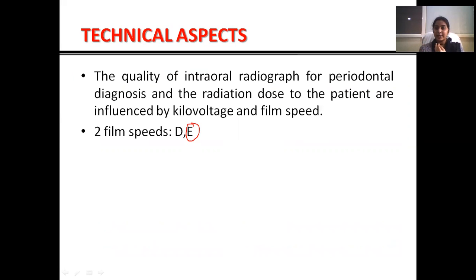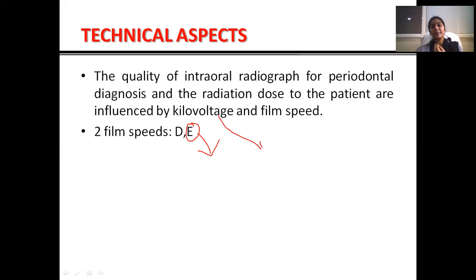And when studies were conducted to compare the appreciation of the details in D-speed films and E-speed films, there was not much difference noted between these two films. And also the E-speed films have low radiation exposure. So that is the reason why we use E-speed films in dentistry.